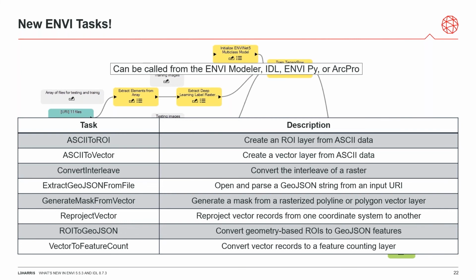If you have an ENVI ROI file that is geometry-based, then you can export that to GeoJSON, view that in a web browser, other system, GIS database, whatever you need to do with it. The catch there is it has to be geometry based. Within ENVI, when you create an ENVI ROI, you can use things like thresholds or just select pixels. It has to be using geometry to get that to work. The nice thing about all these ENVI tasks is you can use the ENVI Modeler, IDL, ENVI Pi, ArcMap, or ArcPro.